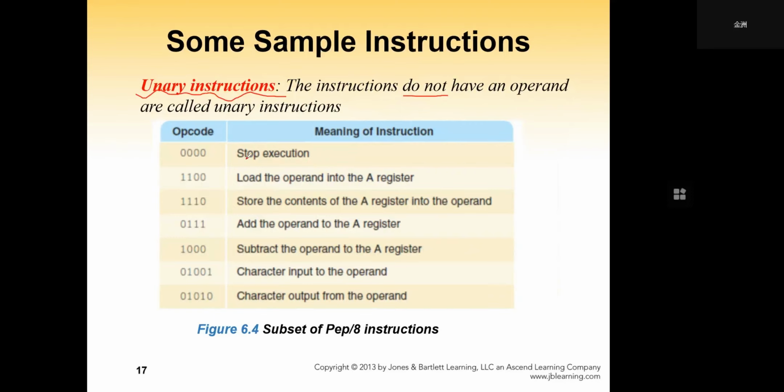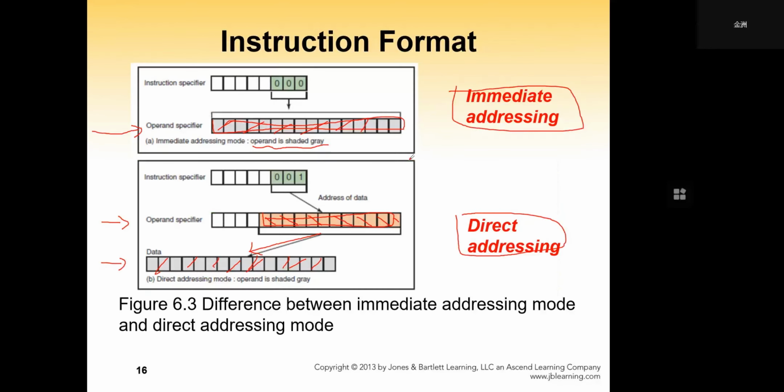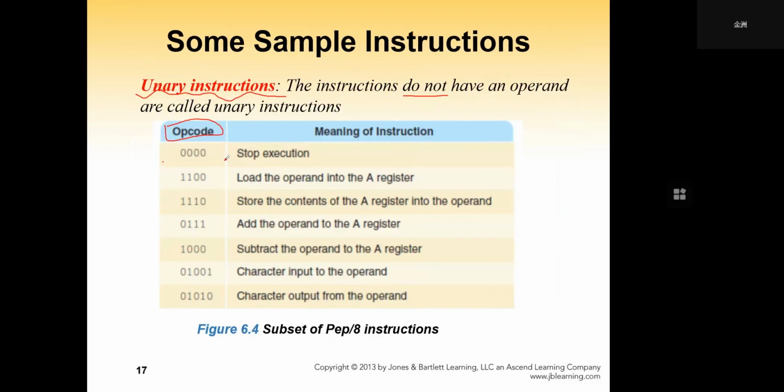Here we show some examples. This blue part is the operation code, which defines what operation it is. And here we listed the meaning of each instruction. For example, if the operation code is 0000, the meaning is to stop the execution. So this is a unary instruction, right? It doesn't have any operand.